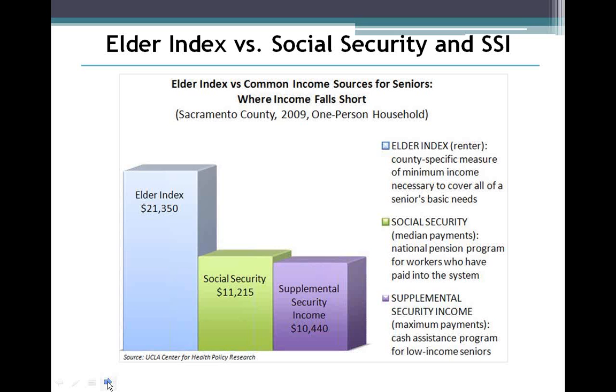$21,350 for what it actually costs to cover all of your basic basket of goods, whereas the median Social Security payment and the maximum SSI payment are short almost by half. So it still leaves 50% of that space for an older adult to figure out how they're going to make up that difference. So it just shows really the critical role that these programs do play, and some of the serious financial hardships and decisions that older adults are having to make despite being recipients of these types of sources of income.